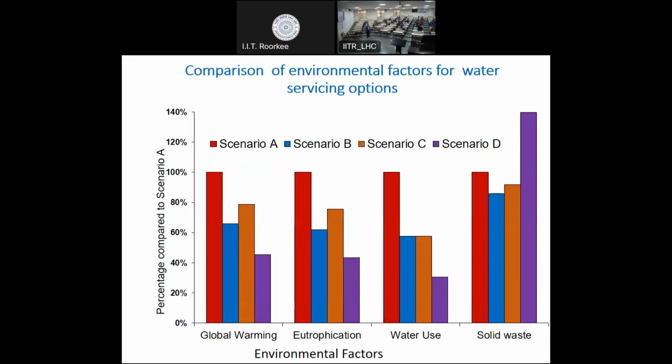So we got that information from there. We compared different options for global warming, eutrophication, water usage, and solid waste generation. The solid waste generated was high in scenario D, which was self-contained, because in each and every home there was sludge being generated in the wastewater, which had to be removed periodically.